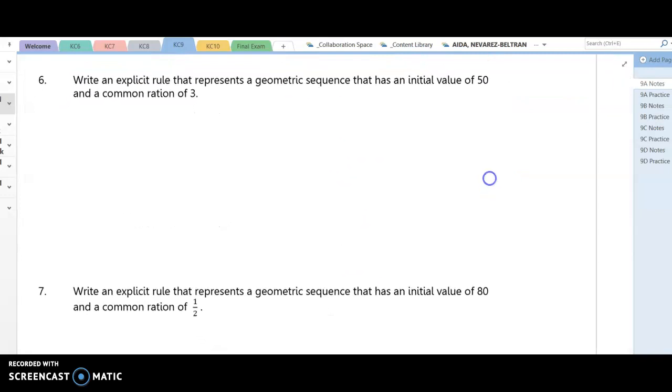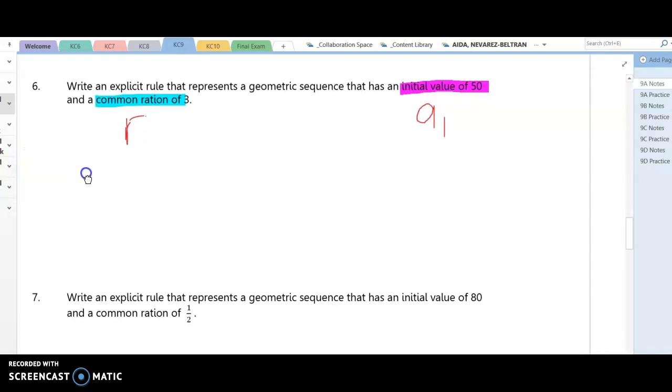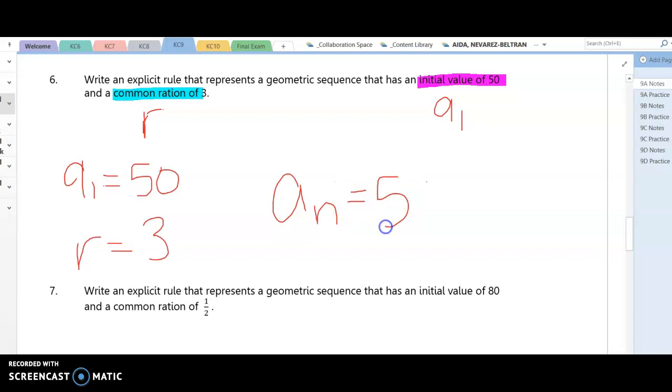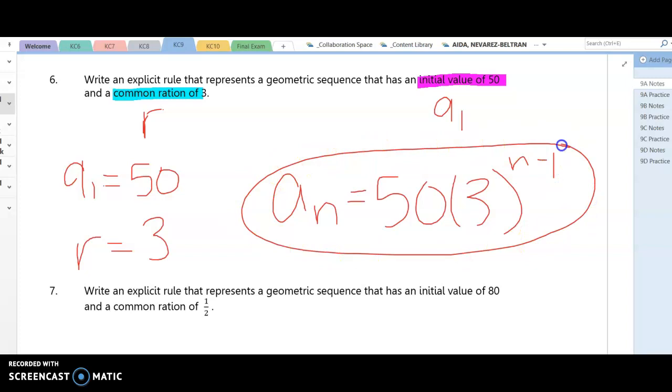All right, next one we have write an explicit rule that represents a geometric sequence that has an initial value of 50. So initial value of 50, that's telling you your A1, and then it says a common ratio of 3. So that tells you your r. So that tells you that your A1 is 50 and that your common ratio is 3. So then you just go in and fill it into your formula. Boom. Done.